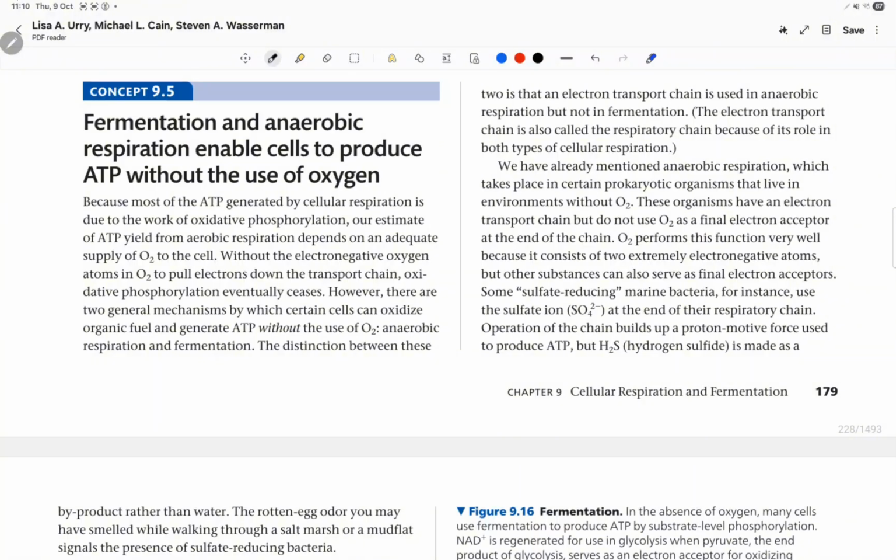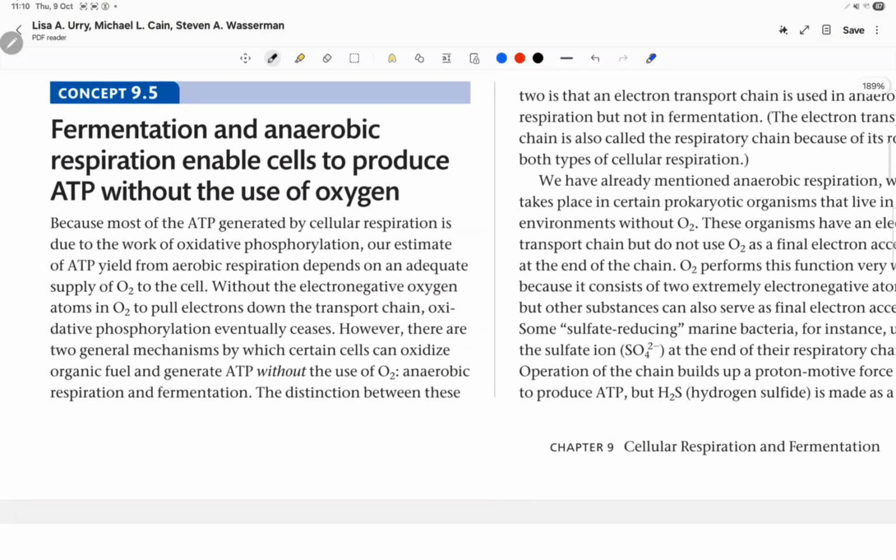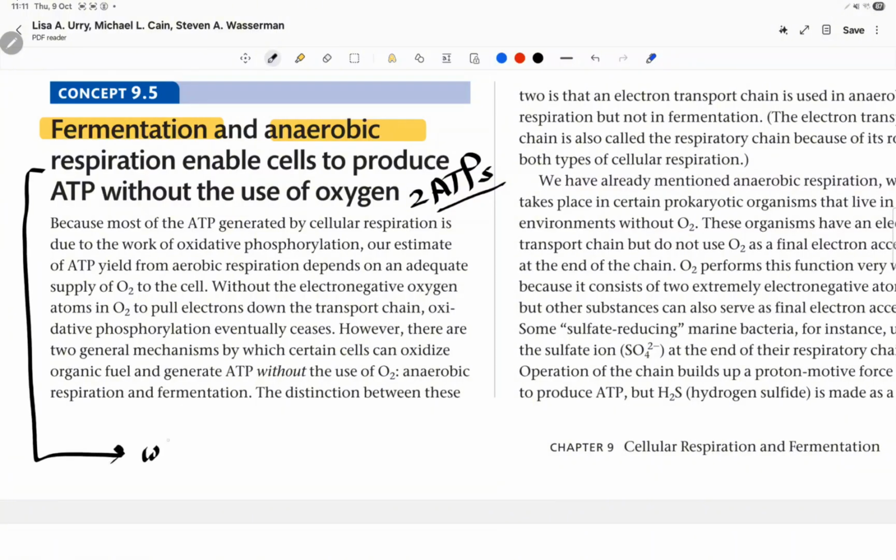Now, in case there was no oxygen, we have to stay in the cytoplasm. We cannot go to the mitochondria. This will be called fermentation or anaerobic respiration, which basically means your body will make ATP without any oxygen, but that will only generate for you 2 ATPs, which is very, very bad for most eukaryotes. And this process will be without involving the mitochondria.